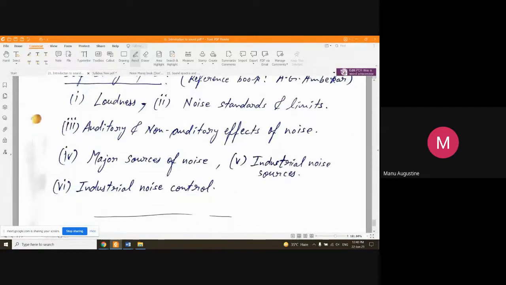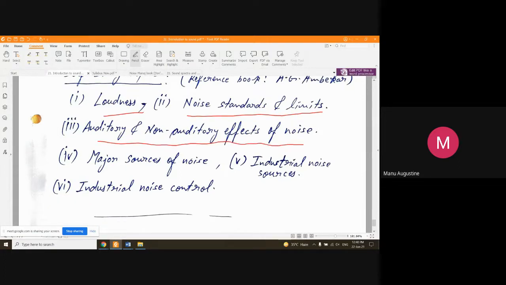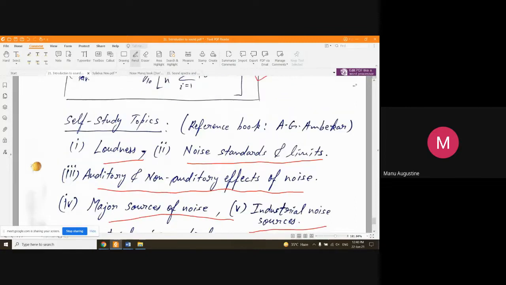Now I have already written here, as we discussed in the previous class, that some topics have been left for you to study on your own. So loudness, noise standards and limits, auditory and non-auditory effects of noise, major sources of noise, industrial noise sources, industrial noise control, all these topics have to be studied on your own.